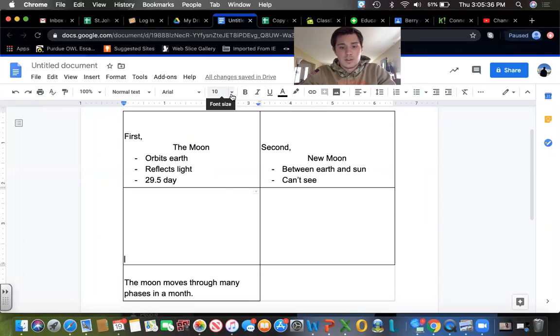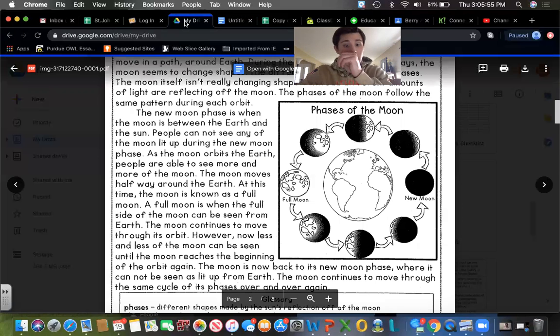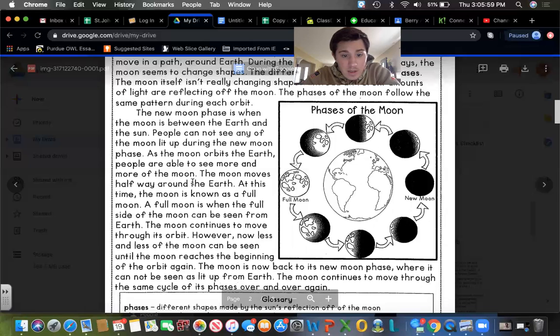Same thing, start with our transition word and a comma. Third, comma. This time, because I just talked about the new moon, I think I'm going to talk about a full moon. Right? And then we'll go back and find information about the full moon in the passage. So let's find where it talks about the full moon.